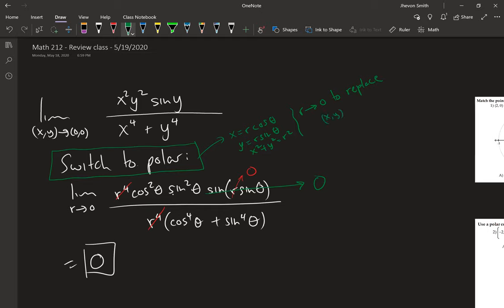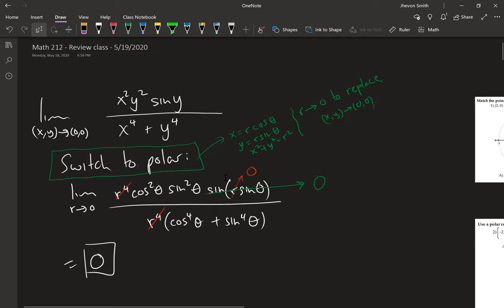Now, of course, if there's a triple limit, like (x, y, z) approaching (0, 0, 0), you would go from a three-dimensional limit to a two-dimensional limit. You'd use r and z, right? Where the r is kind of replacing the x and y. So switching to polar, a very powerful technique. I just wanted to remind you guys of that. When you switch to polar coordinates with a z coordinate, that's what's called cylindrical coordinates, and you'll talk about that in the next class.